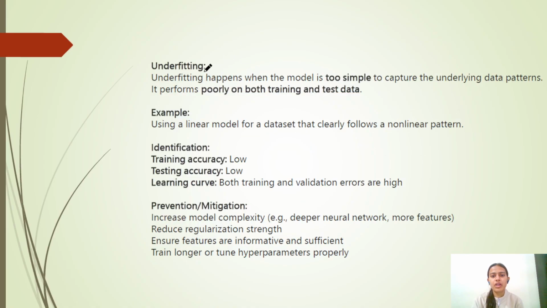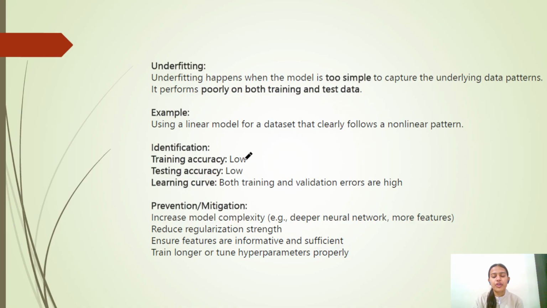What is underfitting? Underfitting happens when the model is too simple to capture the underlying data patterns. It performs poorly on both training and test data. For example, using a linear model for a dataset that clearly follows a non-linear pattern.